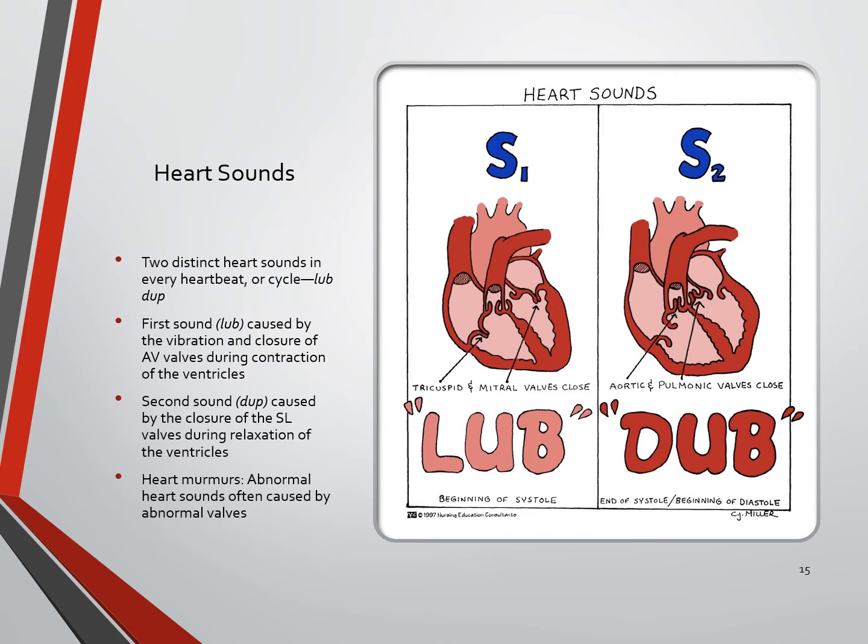Sometimes if we have one of those stenotic valves or prolapsed valves, we're going to hear an additional sound, and that is called a heart murmur. The heart murmur is going to sound like a little swishing sound that comes just before the lub or just before the dub sound.